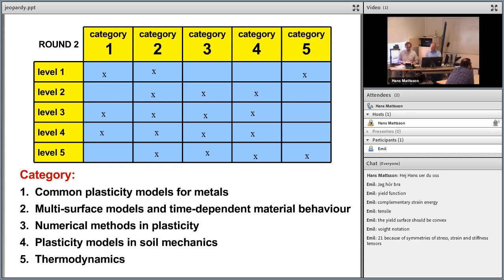Group 3 is back, even if Emil is not typing anymore. Why is that? Emil, you should fight for your group here.